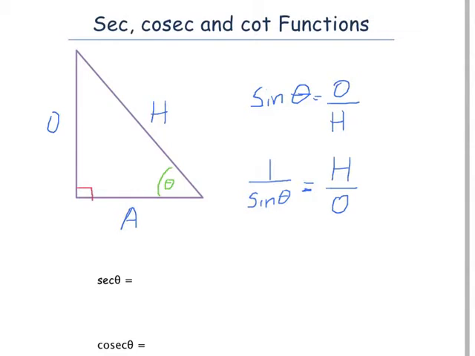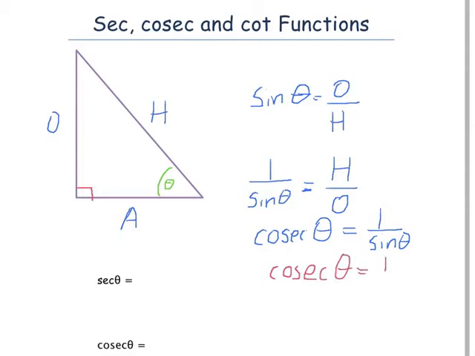And we say that 1 divided by sine theta is equal to the cosec. So cosec of theta is equal to 1 divided by sine theta. And if we're to write it in the form like this, we'd have cosec of theta is equal to the hypotenuse divided by the opposite.